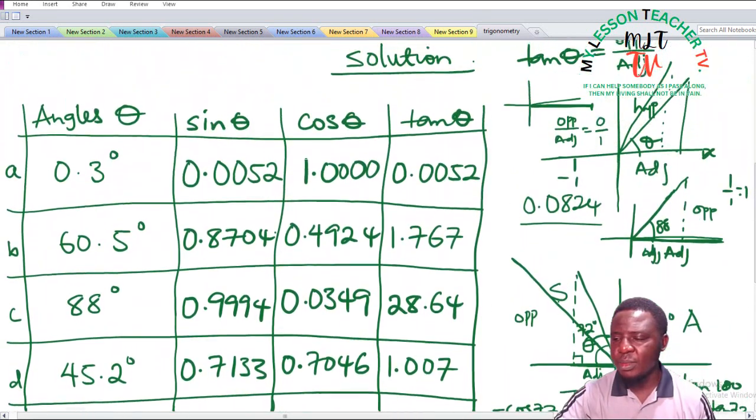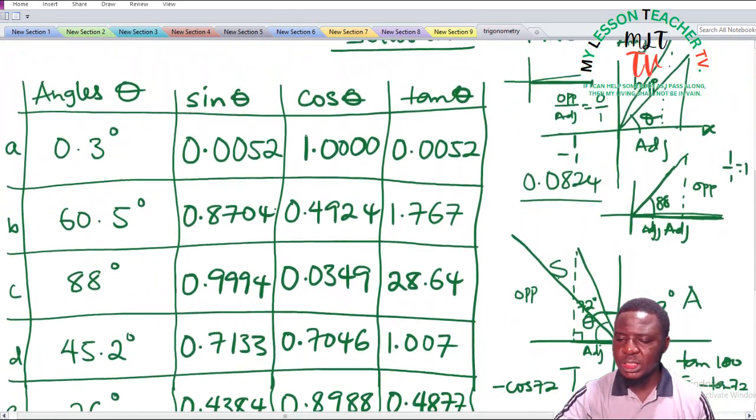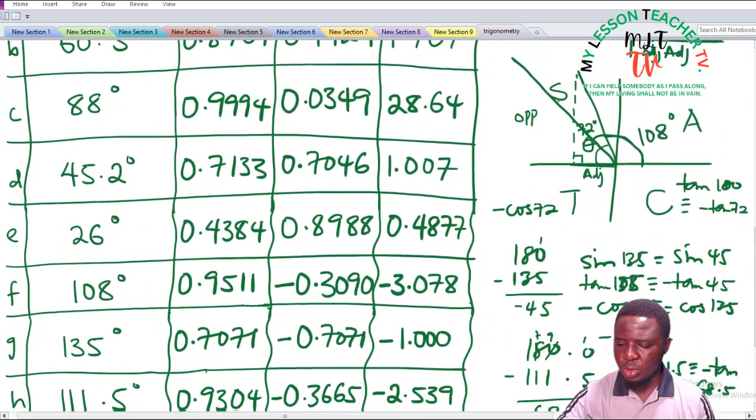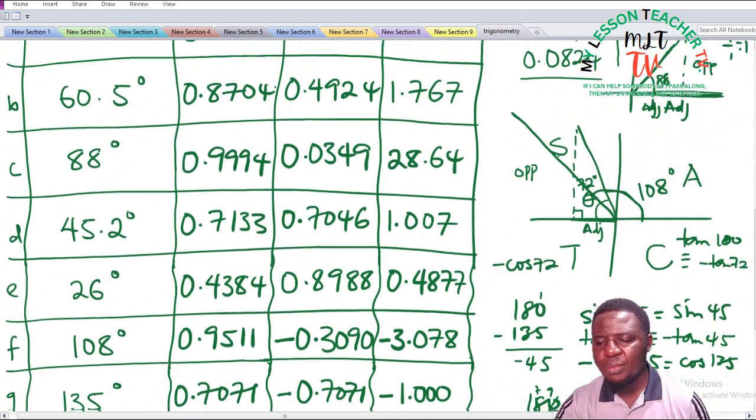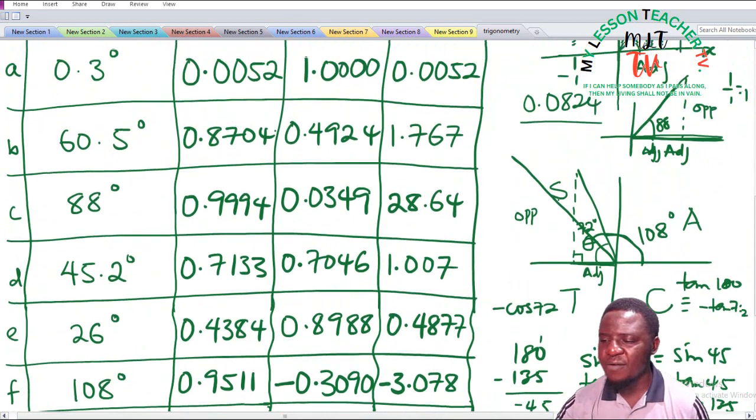You can go through them and compare them with what you did in your own workbook. You can as well use your calculators to confirm the values, and let me know where you are still having issues.